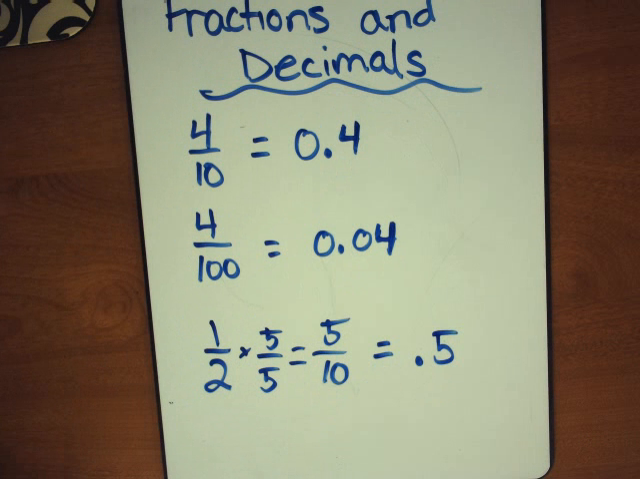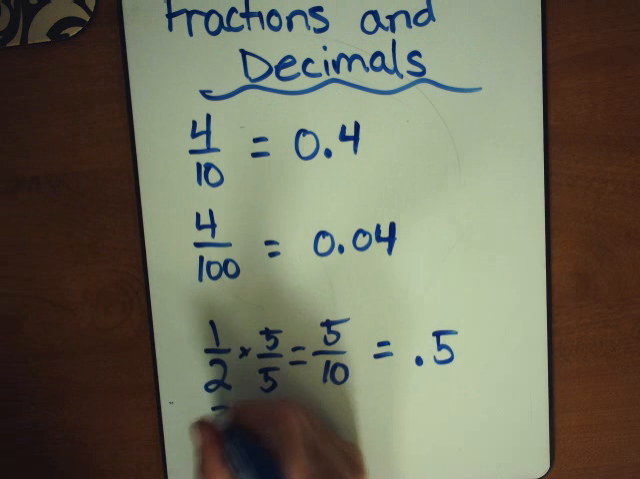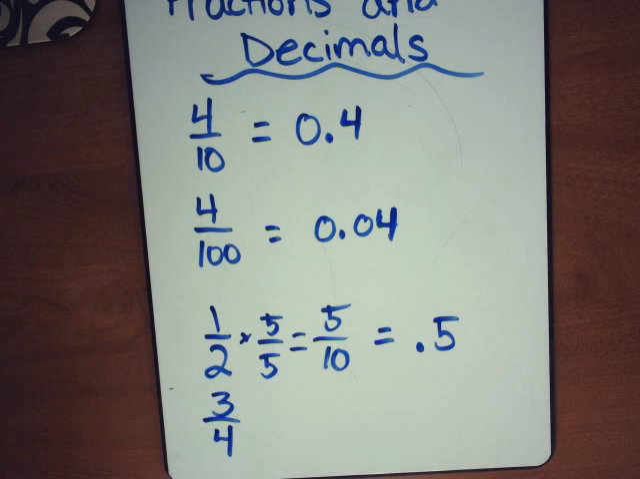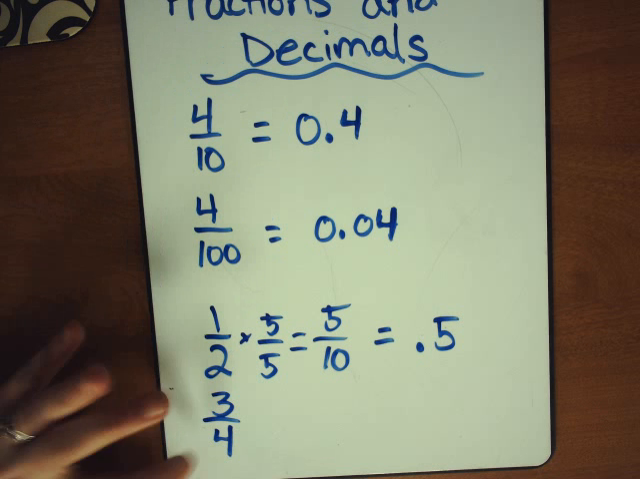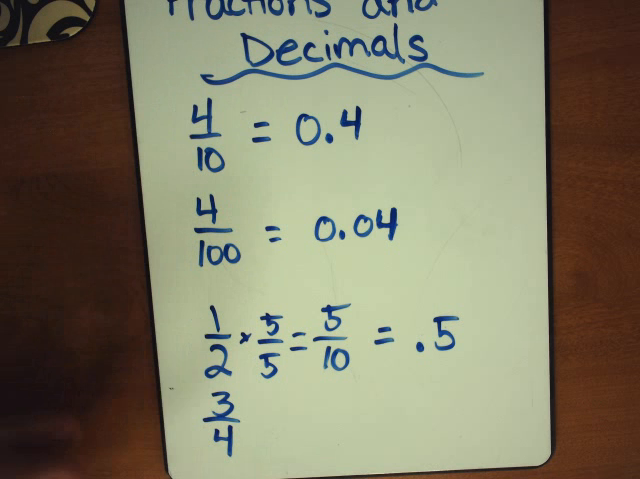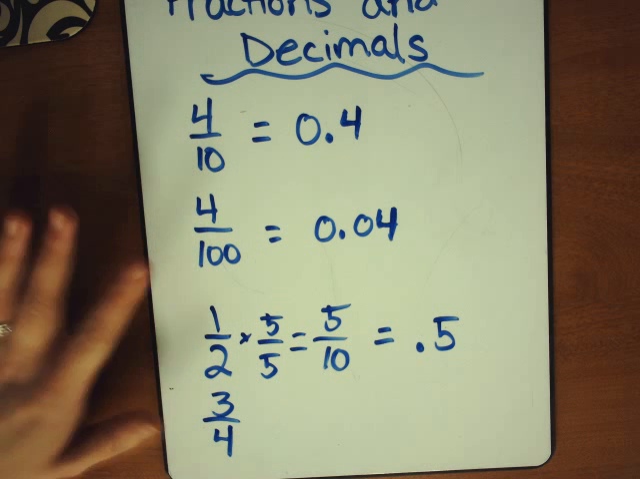Okay? So let's think about 3/4. Is there a number I can multiply this 4 by to get a 10 or 100? There sure is. 25 to get 100. You're right, I can't multiply 4 by anything to get 10. 4, 8, 12. We skip right over, right?